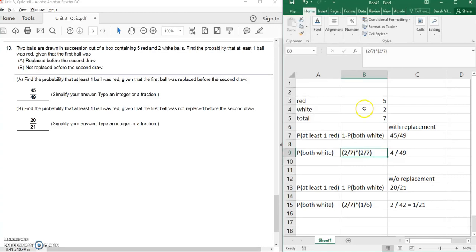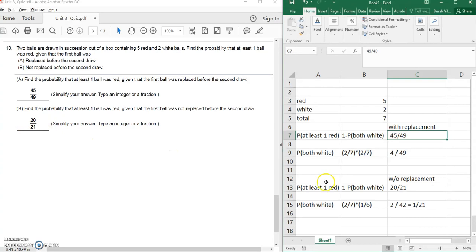So here's the probability that both of them are white. The first ball would be 2 over 7, so 2 divided by 7. And since we put it back, the second ball being white would still be 2 divided by 7. So we multiply those, and that makes 4 divided by 49. That's the probability of both of them being white. And then we subtract that from 1 to find that at least one is red. And 1 minus 4 over 49 is 45 over 49. So that's the answer to A.